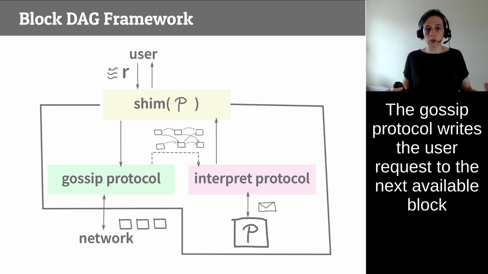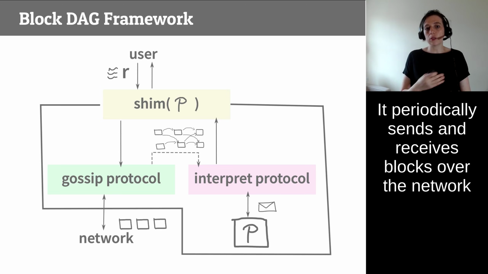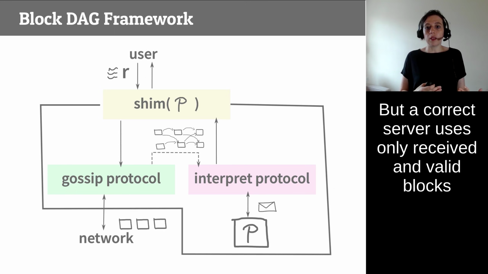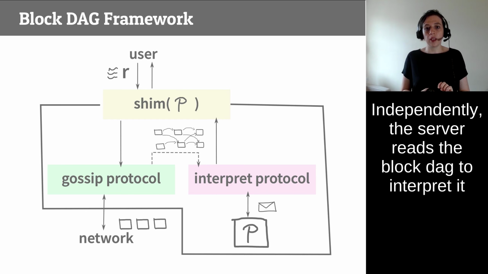The gossip protocol writes the user request to the next available block. The gossip protocol also builds the block DAG. Therefore, it periodically sends and receives blocks over the network. But a correct server uses only received and valid blocks. We have seen the block DAG 2 slides before.